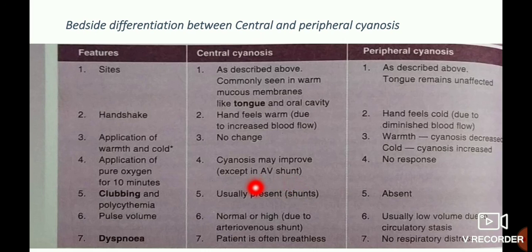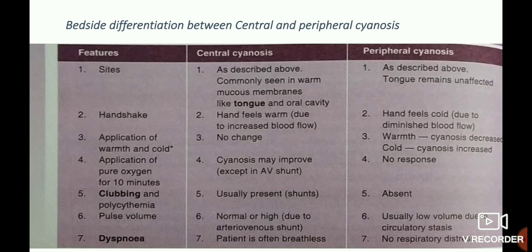See, the cyanosis may improve in central cyanosis, but except in the AV shunt, that is the arteriovenous shunt. If an arteriovenous shunt is there, the central cyanosis will not improve if you apply pure oxygen for 10 minutes. In case of peripheral cyanosis, there will be no response at all. Clubbing and polycythemia are usually present in the centrally cyanotic patient, and in peripheral cyanosis they are absent. Pulse volume. What about pulse volume? Normal or high due to arteriovenous shunt.